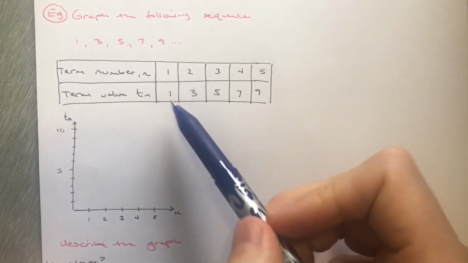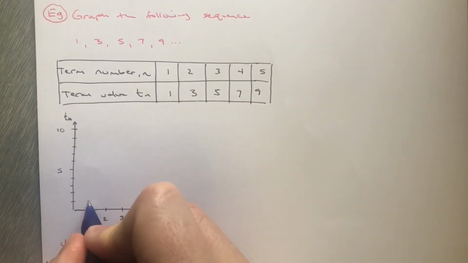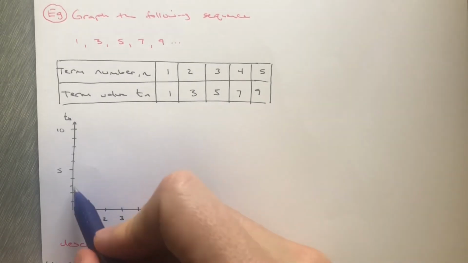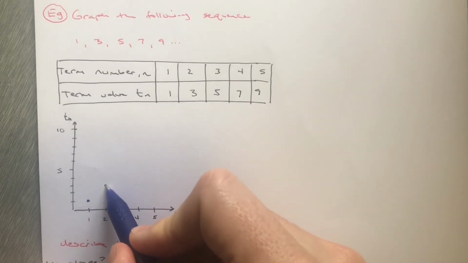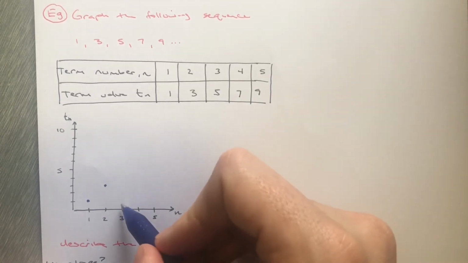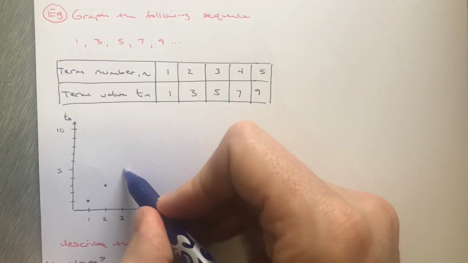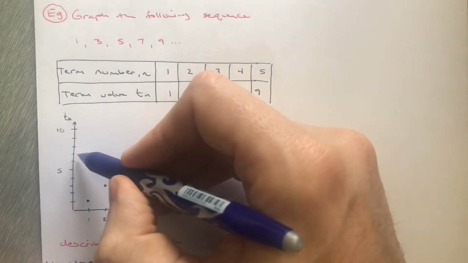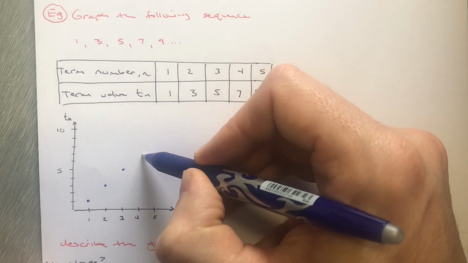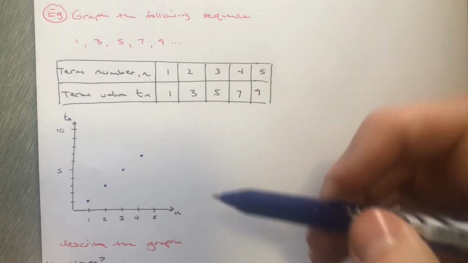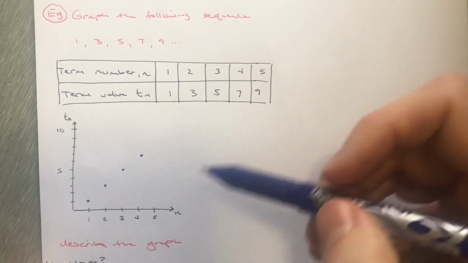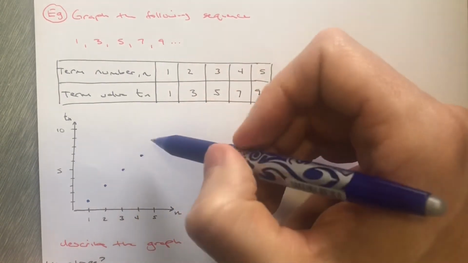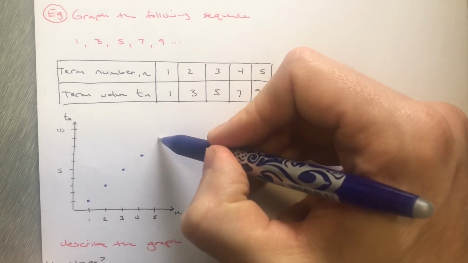Now the first term has a value of 1. So first term, value of 1, there we go, we've got our dot. The second term, which will go here, has a value of 3. That's around about there. The third term has a value of 5, something like that. The fourth term has a value of 7, about there. It might be a bit easier if you're using graph paper or line paper. And our fifth term is 9, which is going to look like that.